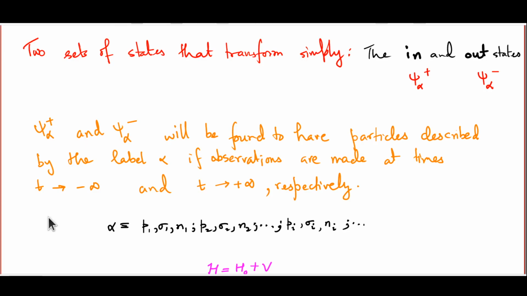Chi alpha minus is defined similarly, but for infinite future. That is, if you were to observe a system in a state chi alpha minus, in the limit t goes to infinity, that is, very far forward in time, you would find that it contains particles with the labels given by alpha, that is, P1, four momentum, sigma1, spin component for the first particle, and so on.